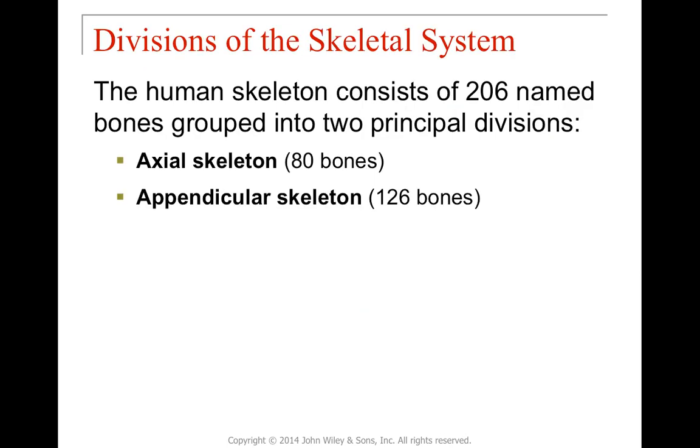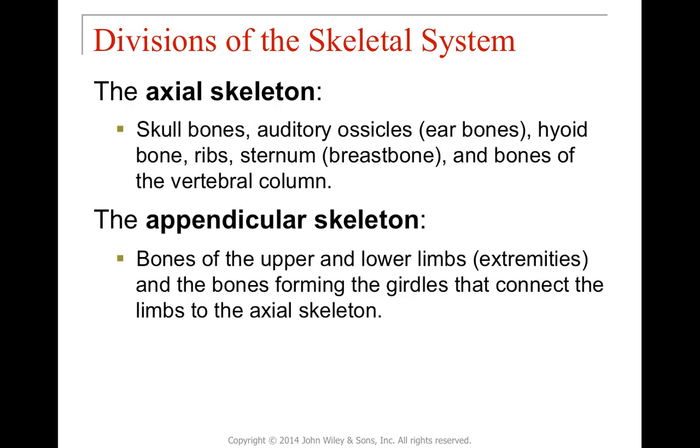So the human skeleton has 206 named bones that are grouped into two separate divisions. The axial skeleton, which we'll be covering today, is comprised of 80 bones, and the appendicular skeleton is comprised of 126 bones. Now, what's the difference, you might ask?